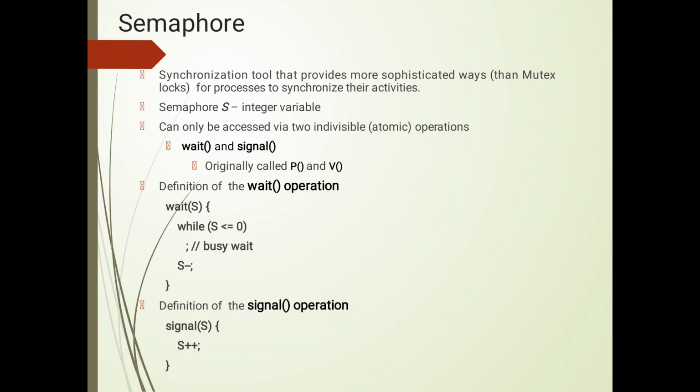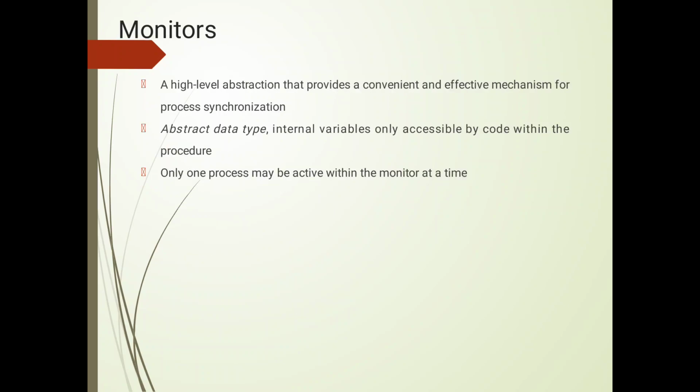The next tool is the semaphore. It is a synchronization tool that provides a more sophisticated way for processes to synchronize their activities. A semaphore is an integer variable that can only be accessed via two indivisible operations, wait and signal. Then the monitor is the next tool for synchronization, a high-level abstraction that provides a convenient and efficient mechanism for process synchronization.